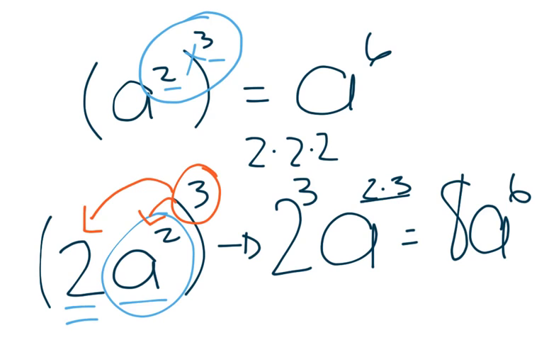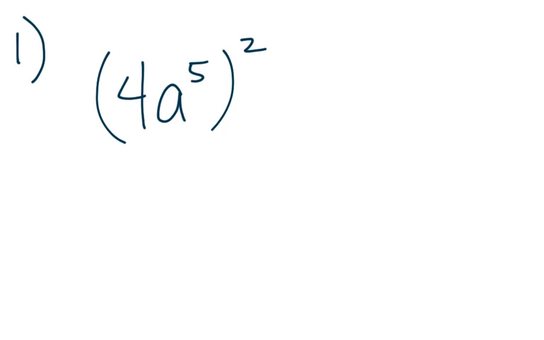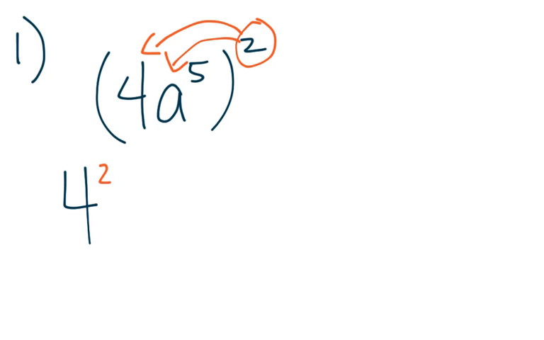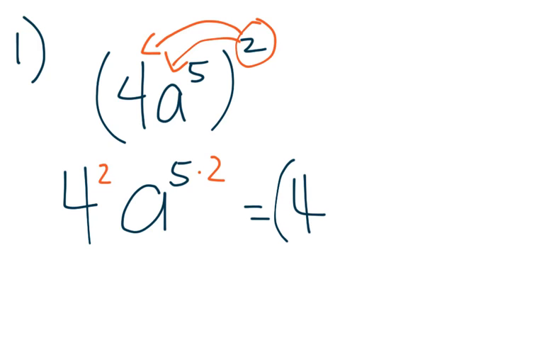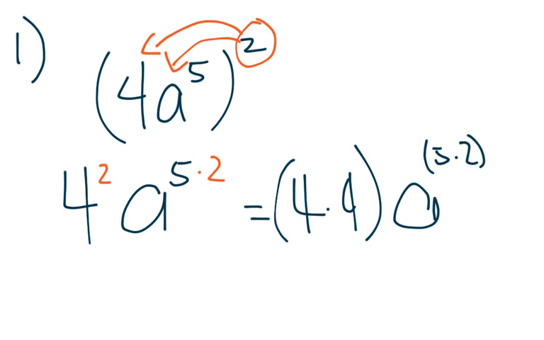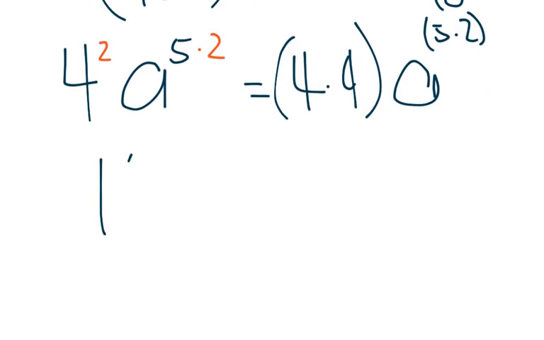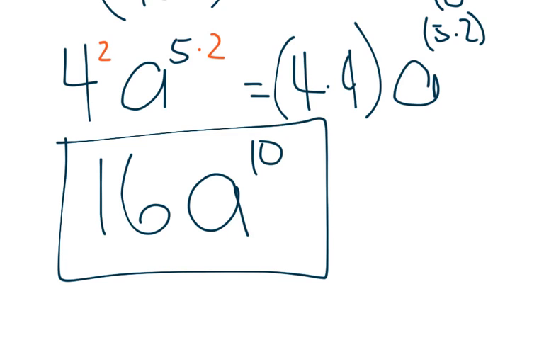So these are just examples. These aren't actual problems you need to do. But we are going to move on to practice 7-4, number 1. So we have 4a to the 5th to the 2nd power. So we want to make sure that this 2 gets to the 4 and it gets to the a. So we have 4 squared times a to the 5th times 2 power. So 4 squared is the same as 4 times 4, and we have a to the 5 times 2 power, which is 10. Okay, so 4 times 4 is 16, so we have 16a to the 10th power, and this is our answer for number 1.